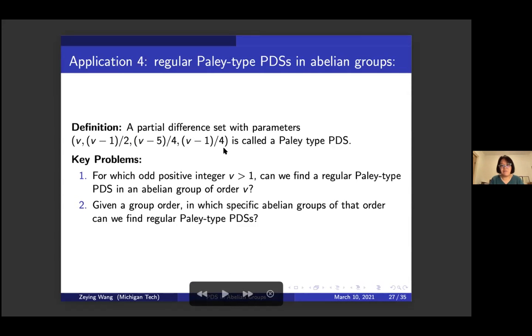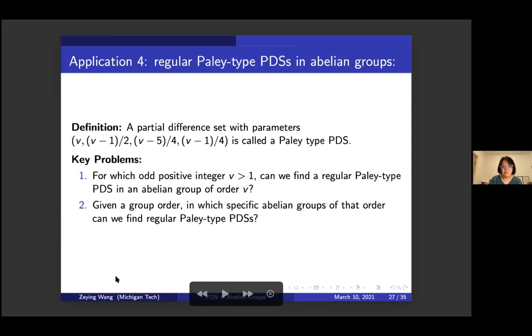The next thing I want to talk about is my very recent results about the regular Paley type PDS. First, you probably have seen these parameters a few times now, right? And so if you think about strongly regular graphs with those parameters, we call them conference graphs, right? Okay, so a partial difference set with those parameters, we call the Paley type PDS.